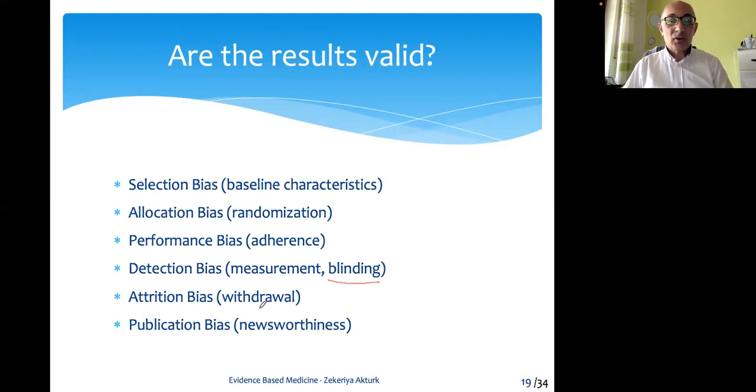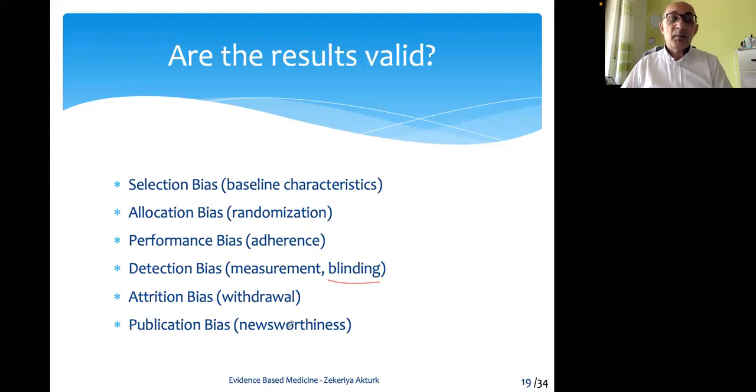Attrition bias, you also know, at the end of the study, some participants in some arms will be missing. They will not show up for the control measurements, and they will withdraw. This we call the withdrawal. They withdraw themselves from the study. So what to do with those who have withdrawn themselves and who did not show up, who were lost at follow-up?